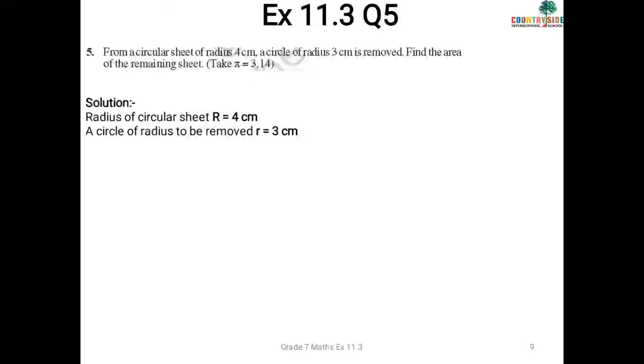So scholars, now let's see exercise 11.3 question number 5. This is also a very simple question. See, from a circular sheet of radius 4 centimeter, a circle of radius 3 centimeter is removed. Find the area of the remaining sheet. Remaining means we simply have to put the minus. Here there are two radii. The first radius is denoted by capital R, which equals 4 centimeter, and the radius of the circle which we have to remove is denoted by small r, that is 3 centimeter.